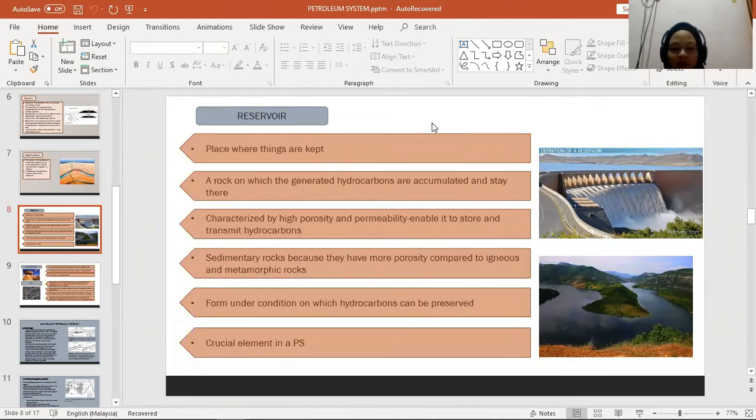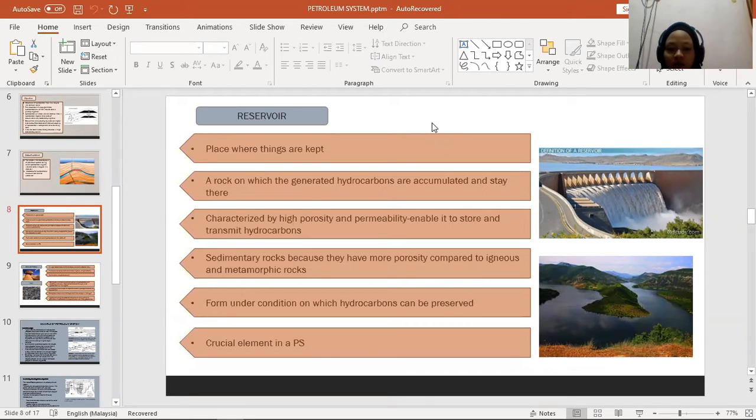Alright, I will continue to elaborate about elements of a conventional petroleum accumulation. Next is reservoir. Reservoir is a place where things are kept. It is a rock in which hydrocarbons are accumulated and stay. It is characterized by high porosity and permeability. Why? Because this enables it to store and transmit hydrocarbons.